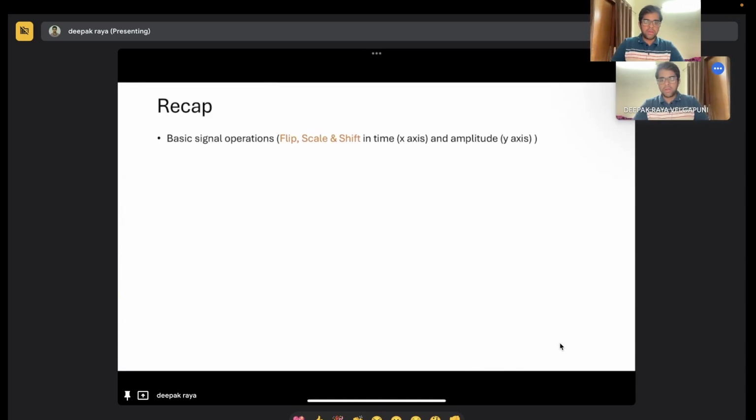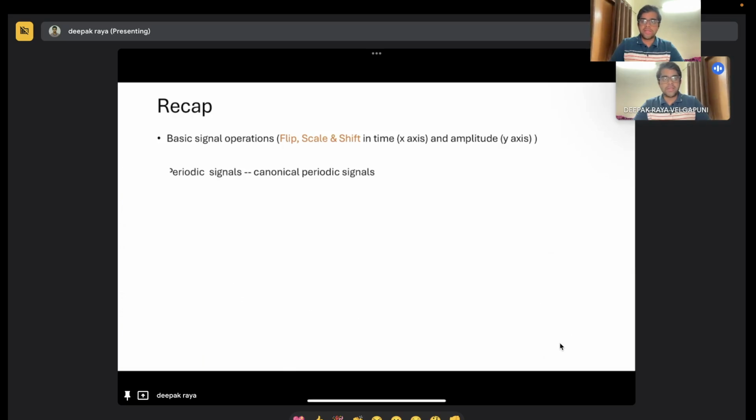In the last class, we have seen basic signal operations such as flip of a signal, scaling, shifting, both in x and y axis. So I have shown a demo in a website called Desmos. I'll share the link where you can simulate any mathematical formulation of a signal and visualize how it varies very easily with just a few sliders.